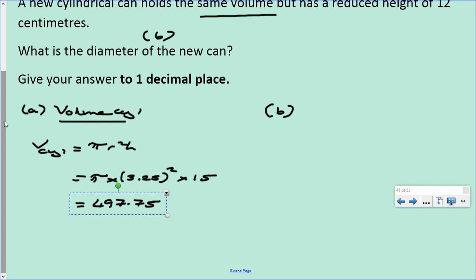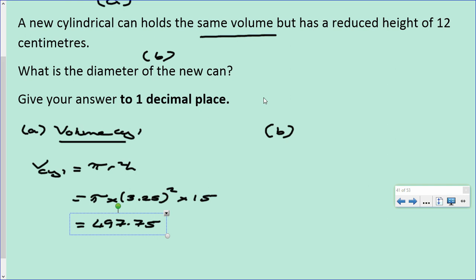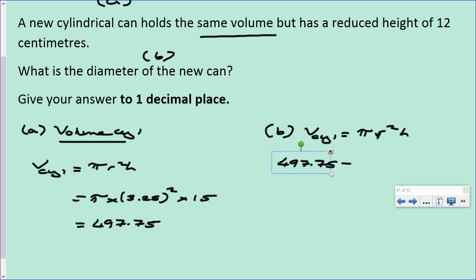And then our part B, it says we've got a new cylindrical can. So before I even read further on, I'm going to write in my formula for the volume of a cylinder because it's exactly the same. So once we know our shape, put it straight in. It says it holds the same volume. So underneath V, we can put 497.75 equals. And then it's going to be pi times r squared, and then our height is 12.